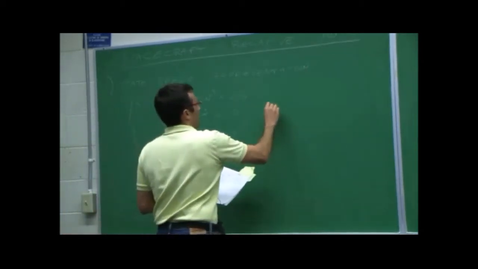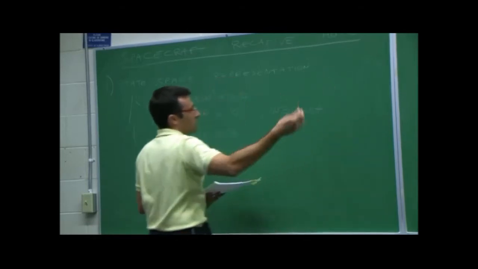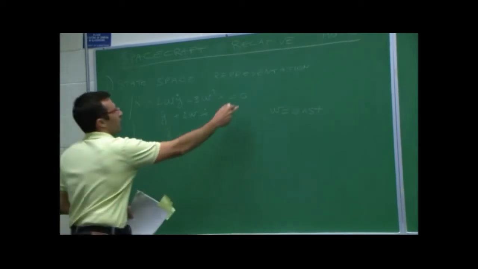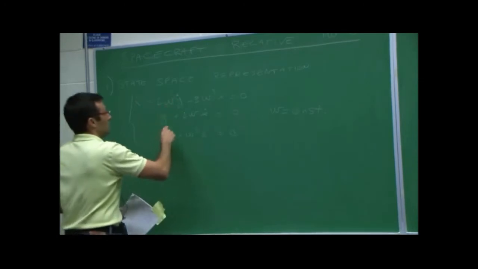Where omega is a constant, it would actually be the angular velocity of an orbit, but for now it's just a constant. And here you could have inputs. You could actually have non-zero values, but for now we don't have any input. So these are 3 linear second-order differential equations, right? It's 3 of them.